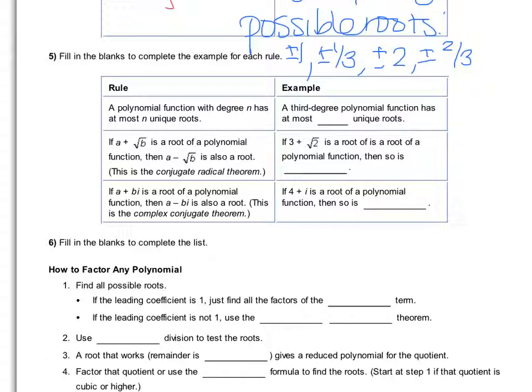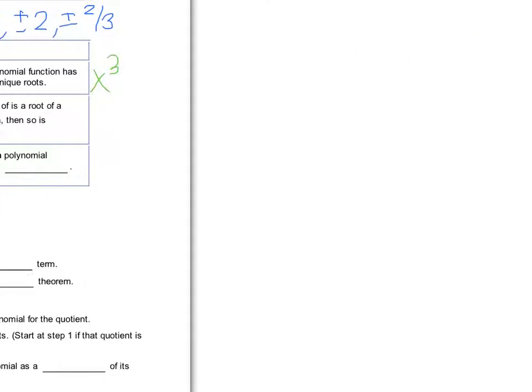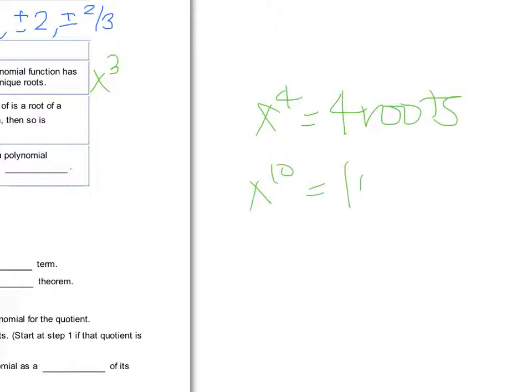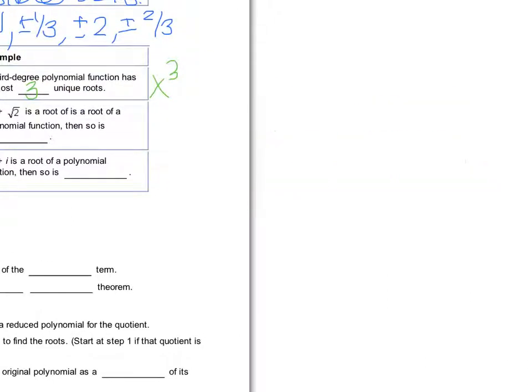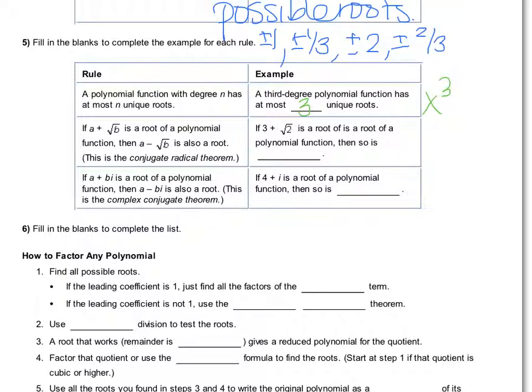The first rule says a polynomial function with degree n has at most n unique roots. So that means if I had a polynomial with third degree, that's going to be something that's written in the form of x cubed. That means it has at most 3 unique roots. So if I had a polynomial that was in the form of x to the 4th, it could have at most 4 roots. If I had a polynomial that was x to the 10th, that would mean it could have at most 10 roots. So whatever the biggest exponent is, that's how many roots it can have. So remember that the degree is the biggest exponent.